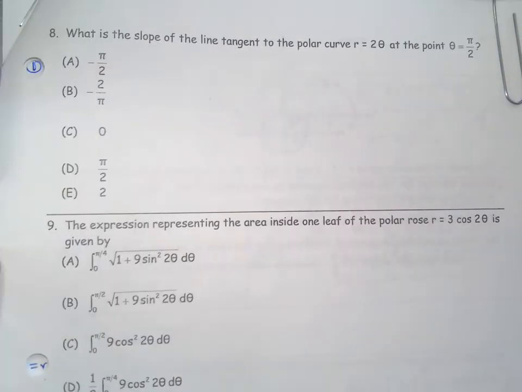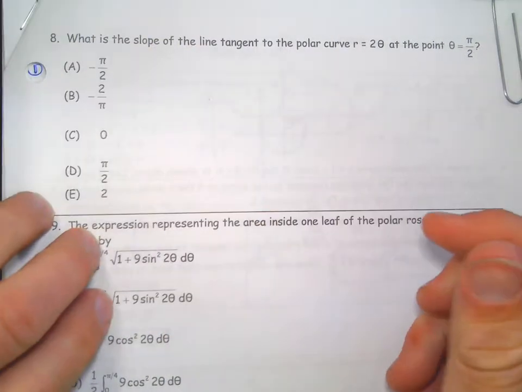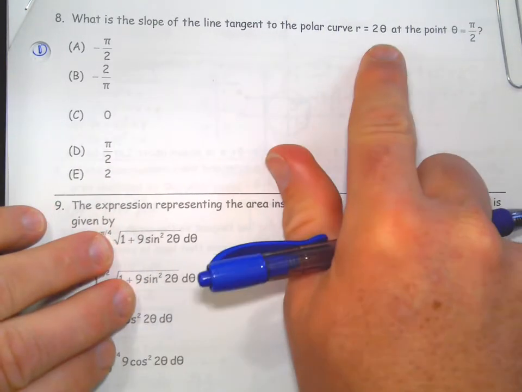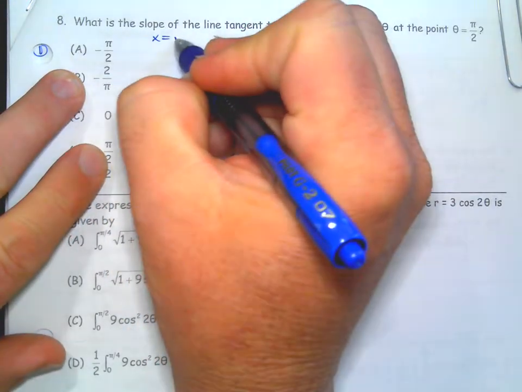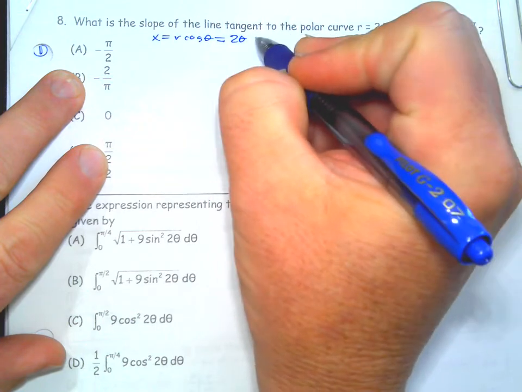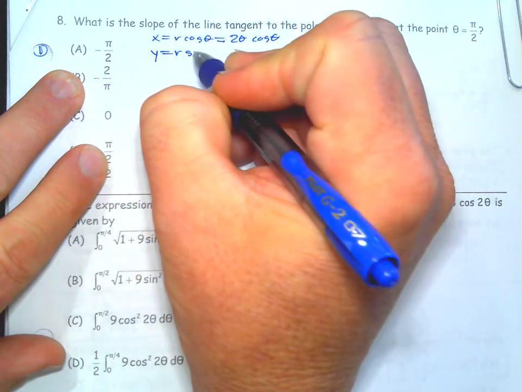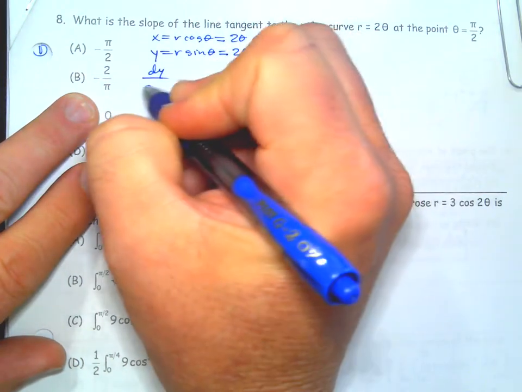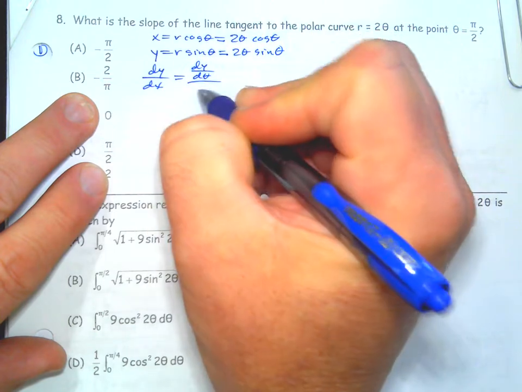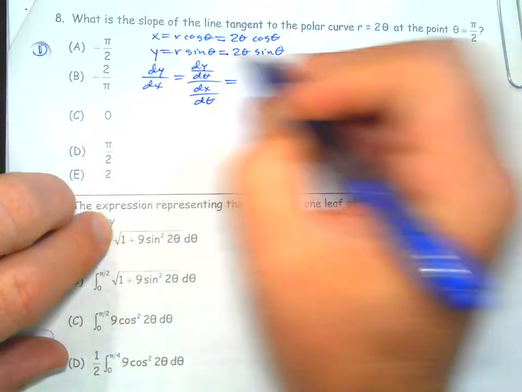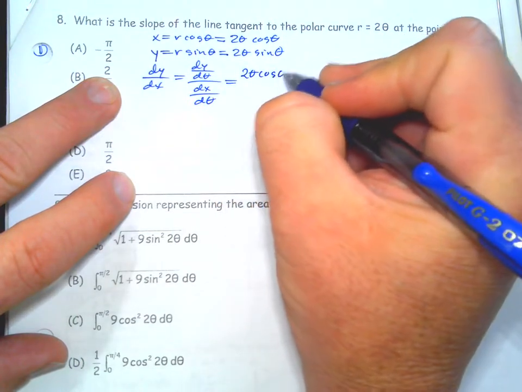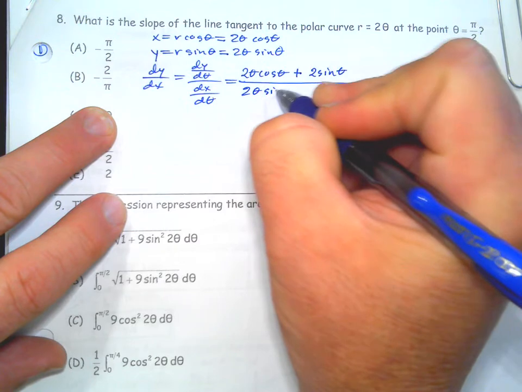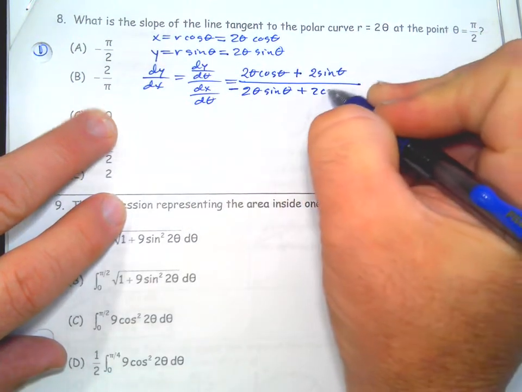Okay. What is the slope of the tangent line? I feel like it's been a while since we talked about these things. This is good. We're going to have to start reviewing for the whole, everything. Slope of the tangent line to this curve. So this is where we use x equals r cosine theta, and we use y equals r sine theta. And we want to find dy/dx, which is going to be dy/d theta over dx/d theta. So dy/d theta is going to be 2 theta cosine theta plus 2 sine theta, product rule. dx/d theta is going to be negative 2 theta sine theta plus 2 cosine theta.